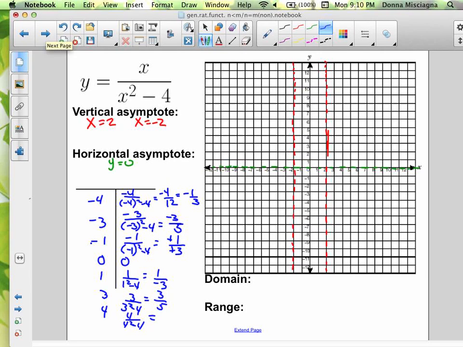That's just 4 over 16 minus 4. That's just the same thing as we got before, but positive. So 4/12 or 1/3. So notice this is a very symmetric graph.